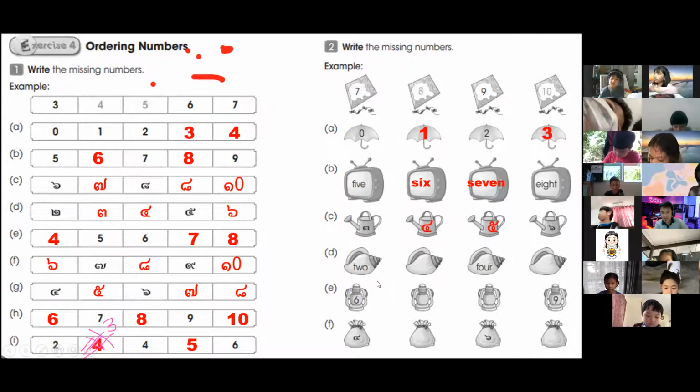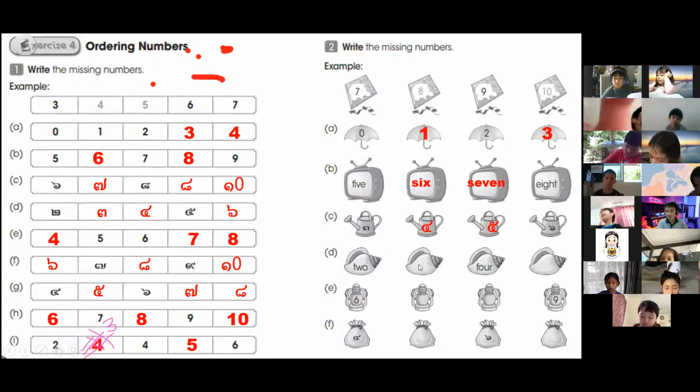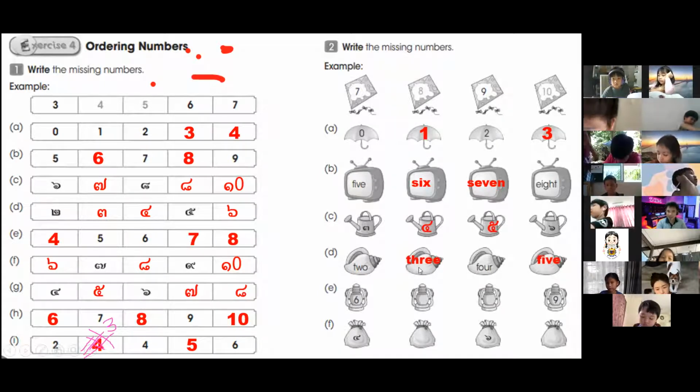Okay. Letter D. Number 2. Next is number 3. Can you spell the word number 3? The word number 3 is spelled T-H-R-E-E. 3. And then next to number 3 is 4 and then 5. F-I-V-E. 5. Okay. So 3 and then 5.